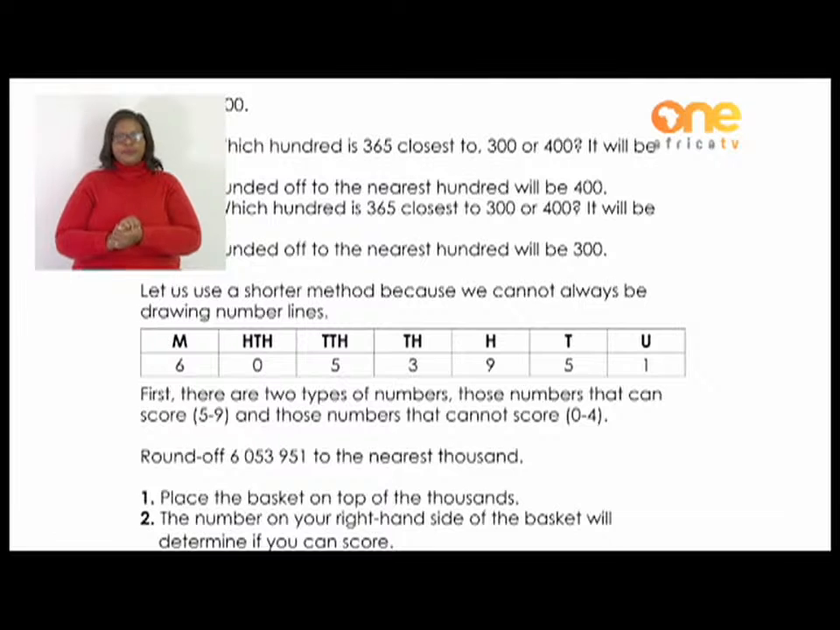And when we look at C, C will be 328. And the same question goes, which 100 is closest to this number? And we'll say the answer will be 300. So in that manner, 328 rounded off to the nearest 100 will be 300. Let us use a shorter method because we cannot always be drawing number lines.